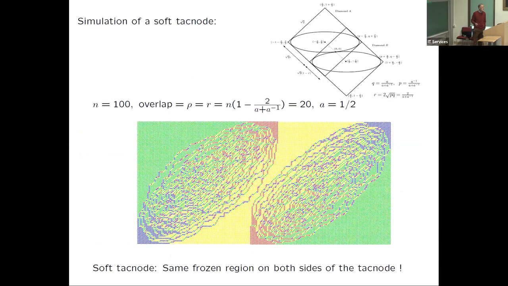The next slide is that picture. So now this is a very different situation. Remember, it was produced by two Aztec diamonds which were overlapping in such a way that two ellipses just merely touch. And that's why I call it a soft tacnode: the brick-like structure is the same on both sides. Before, you saw one type of brick-like structure and another type which was descending in the place where they touch, and that produced those filaments.